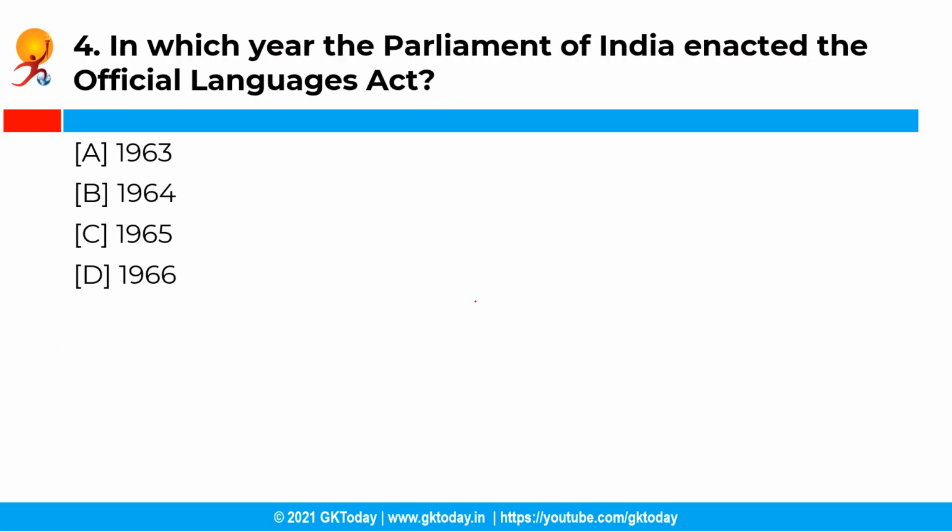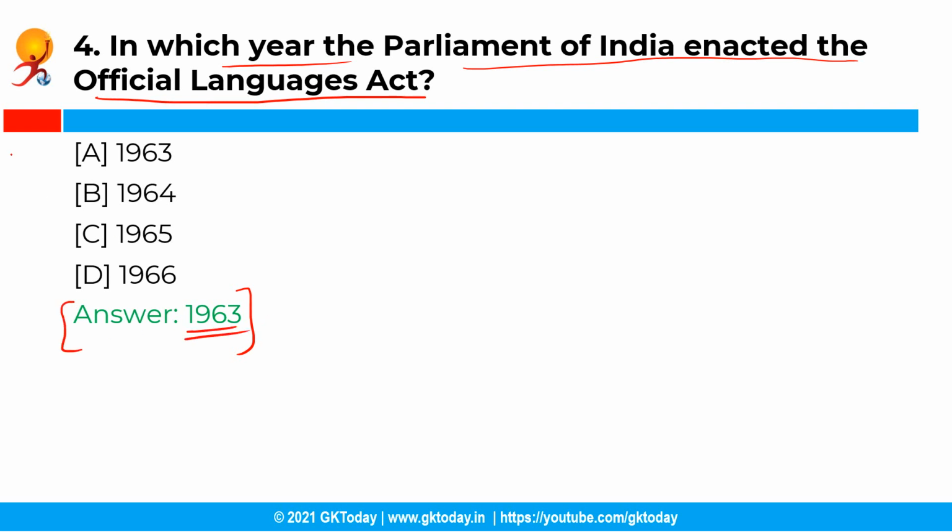Moving ahead with the next question. So in which year the Parliament of India enacted the Official Languages Act? So you have the following options and the correct answer is option A, that is in the year 1963. So the Parliament of India enacted the Official Languages Act in the year 1963, and the act provides for the continued use of English language even after 1965 in addition to Hindi language for all the official purposes of the Union of India and also for the transaction of business in Parliament.